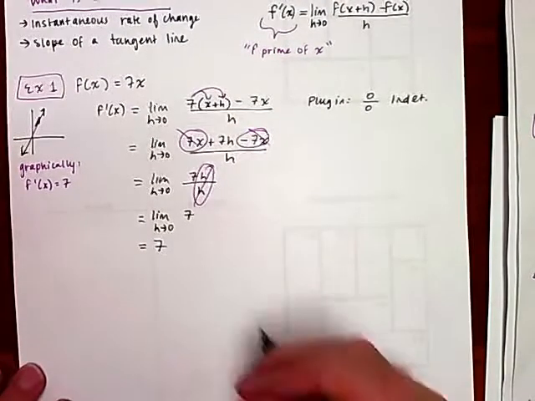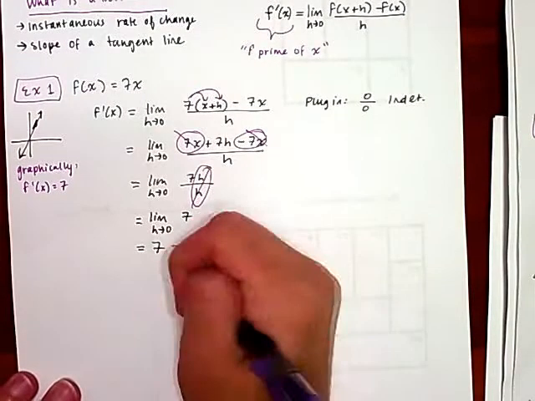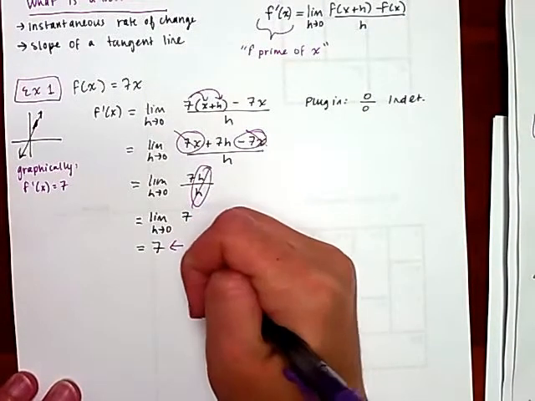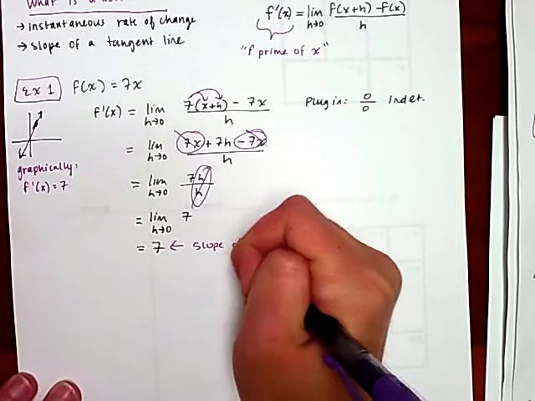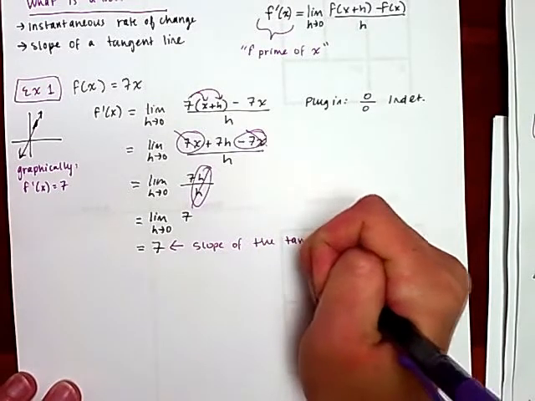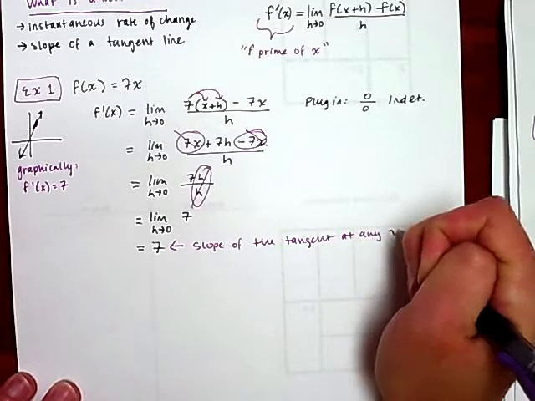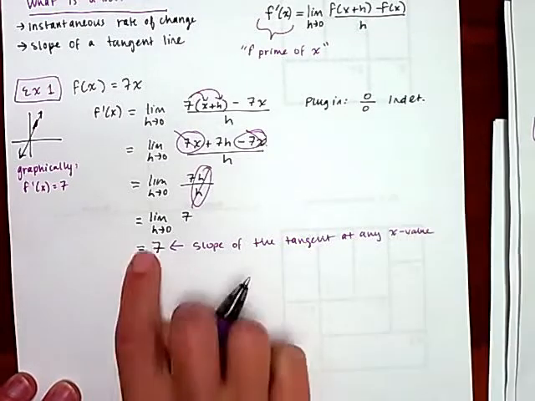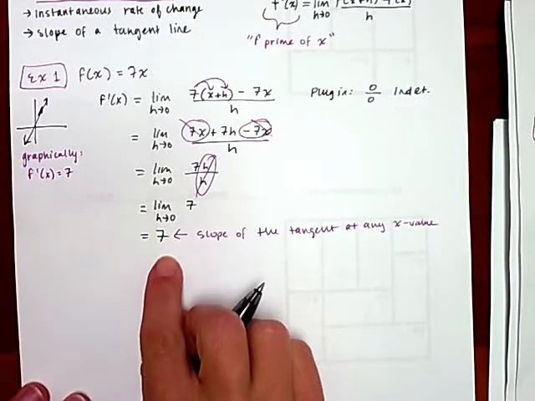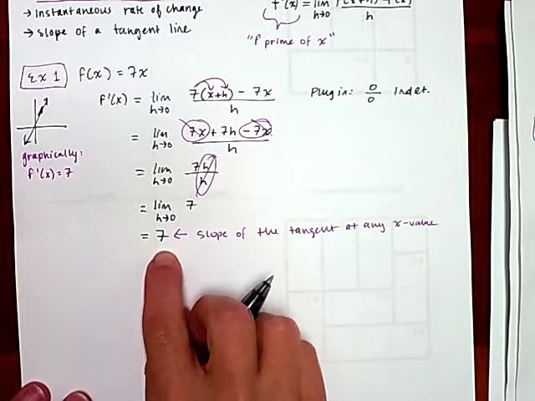And I just want to add that the meaning of this value of 7 is this is the slope of the tangent line at any x value. So sometimes your answer still has an x in it, and then you could plug in different numbers for x to get the specific slope.